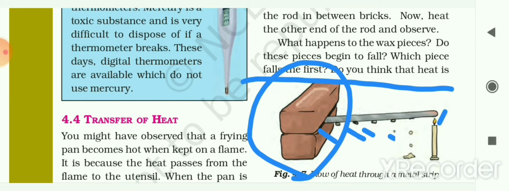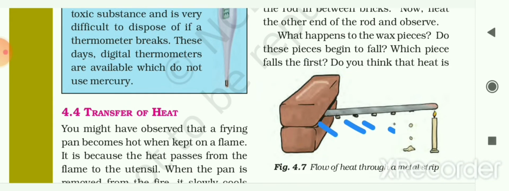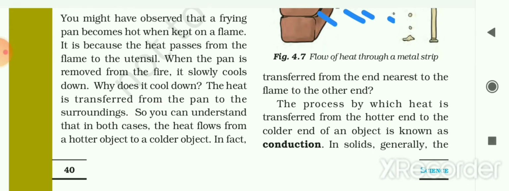From this end, give heat to this rod by the use of a candle, or if you have a burner, then you can also use that. And observe what is happening with these wax pieces and find the answers to these questions: do these pieces begin to fall? Which piece falls first? And do you think that heat is transferred from the end nearest to the flame to the other end? So to find the answer, let me see this activity.